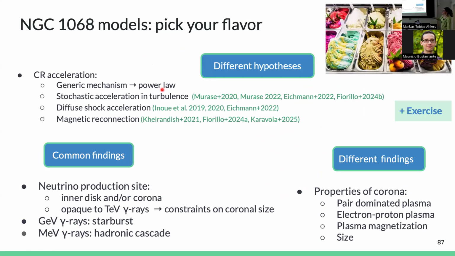But depending on your model, you have very different findings about the physical properties of the corona. And this is a very nice way of how we can also use neutrino observations at high energies to learn more about the physical properties of environments that we cannot otherwise see. So depending, we could have a plasma which is dominated by pairs, or we could have a corona which is equally dominated by protons and electrons, or how magnetized the corona is. All of these physical properties are different depending on the model you choose.